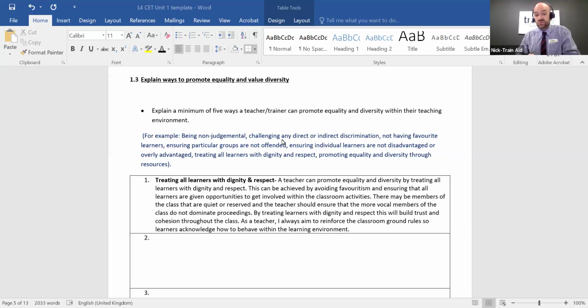Promoting equality and diversity through resources. As mentioned before, we're promoting a diverse range of resources, case studies, photos, examples, which represent society as well. I think that's really important to remember. The UK obviously is a multicultural society, and that should be replicated in our teaching resources, technologies, case studies, all of those things. So what we need to do is explain a minimum of 5 ways that a teacher or trainer can promote equality and diversity.